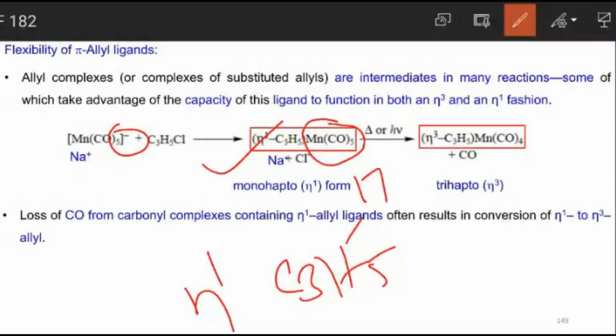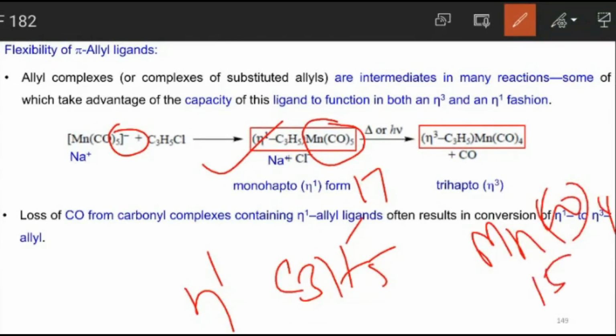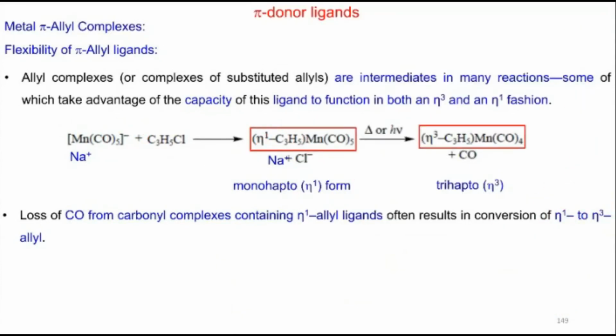When I heat the reaction, what will happen? One of the carbon monoxides is lost, leading to formation of MnCO4, which is a 15 electron system. Therefore, this compound is looking for 3 more electrons. In that case, the same C3H5 ligand will adopt the hapticity 3 form, forming the 18 electron complex. Therefore, depending upon the requirement of the metal, this allyl system may adopt a hapticity 1 or hapticity 3 mode, and so it is a highly flexible ligand. Is it clear?